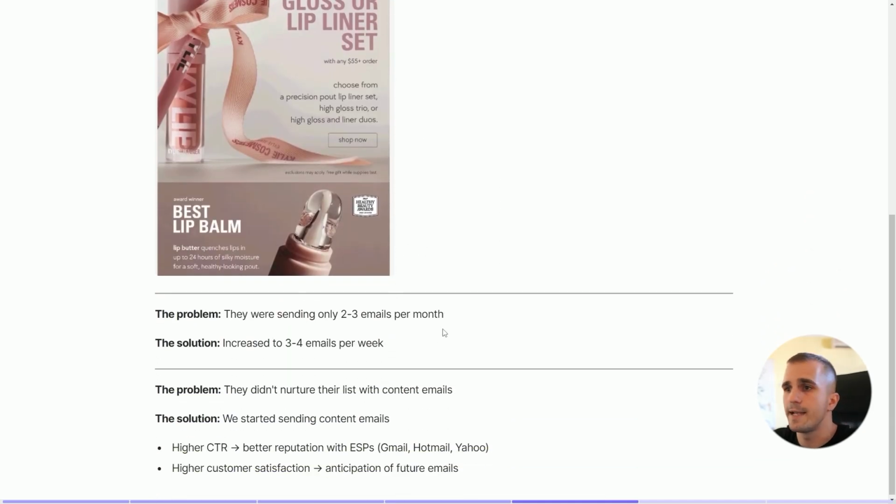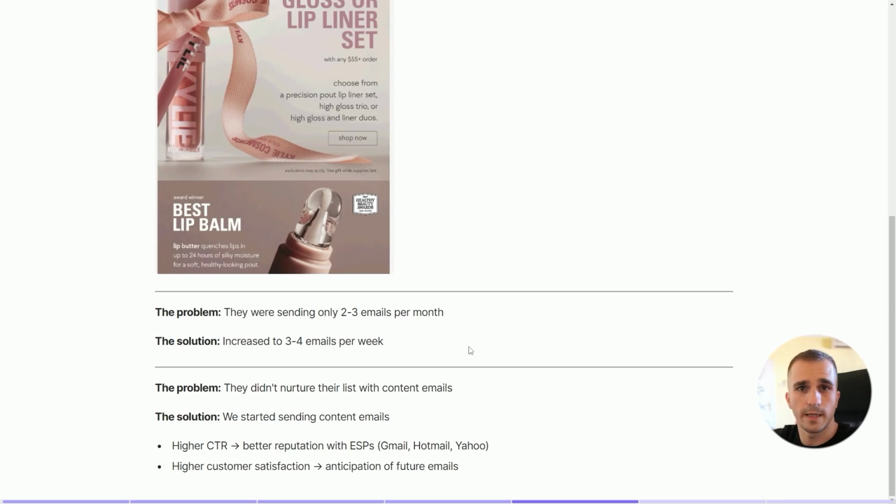Then the next thing is they were sending only 2 to 3 emails per month, and we have increased that to 3 to 4 emails per week. So way more campaigns, and what's really good is that even with a way higher volume of emails, we have managed to improve their deliverability, and you will see that in the last section of this presentation. Obviously, by sending more campaigns, you will have more revenue, and even better if you improve your deliverability while doing that.